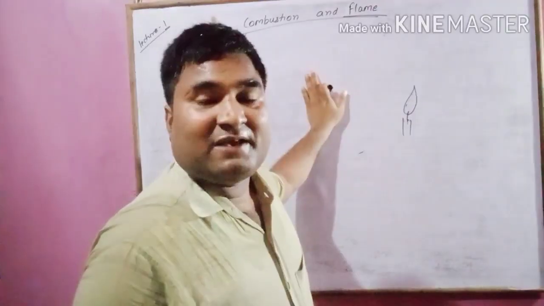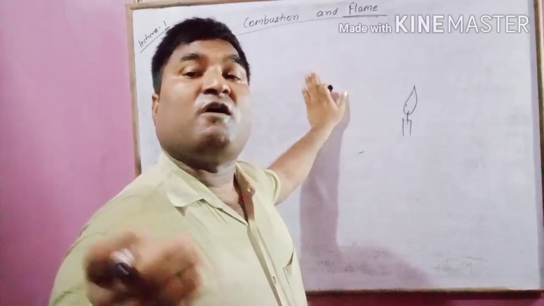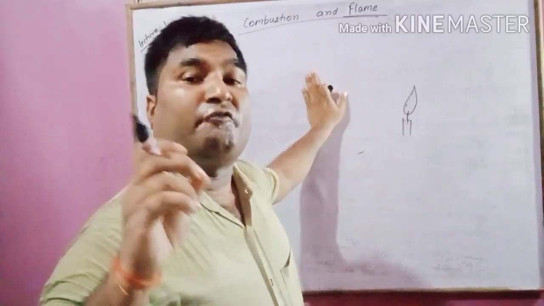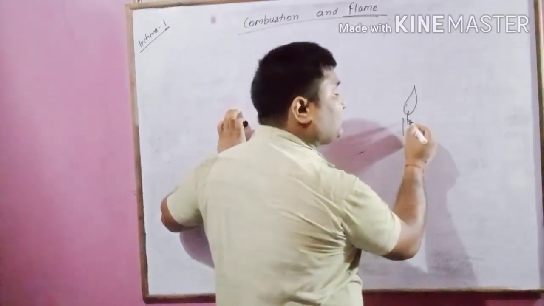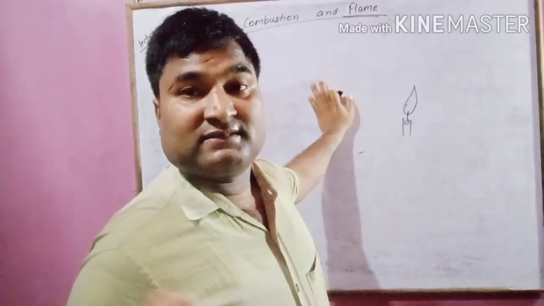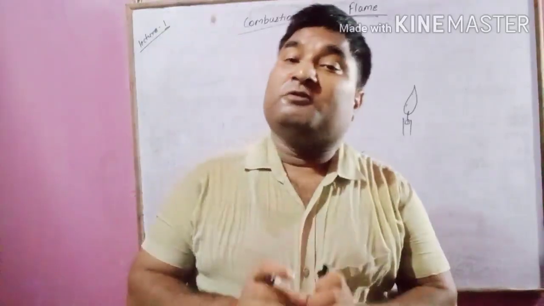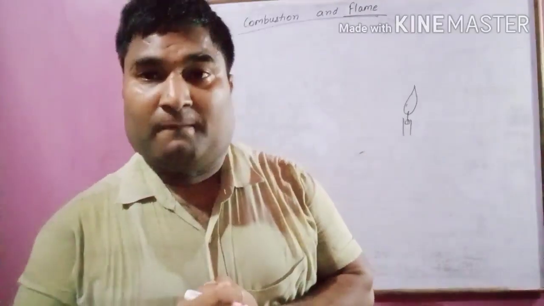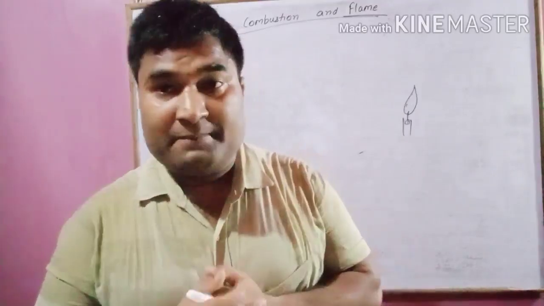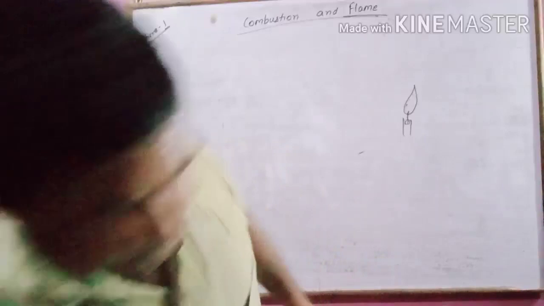So what I am saying, what is flame? Flame is the region of combustion of fuel. Here the fuel is the molten wax. So flame is the region of combustion of fuel in gaseous form. Okay, so we will see the definition.